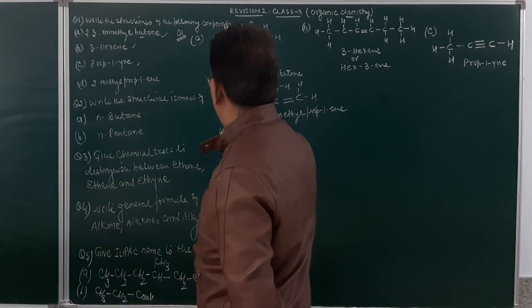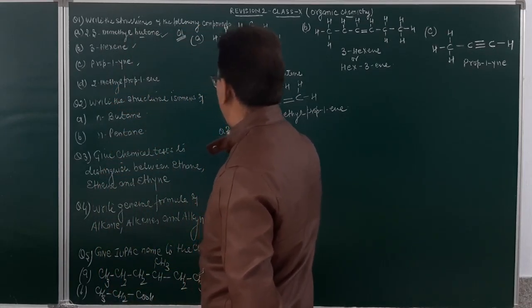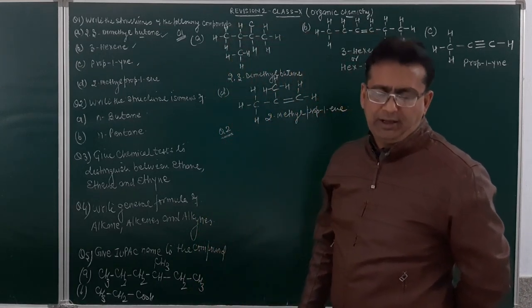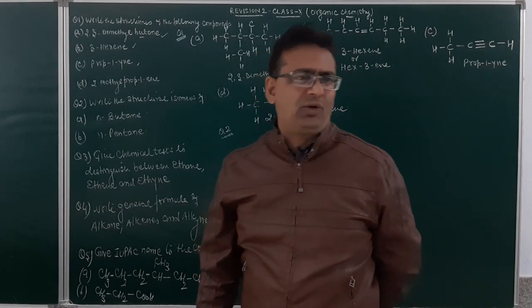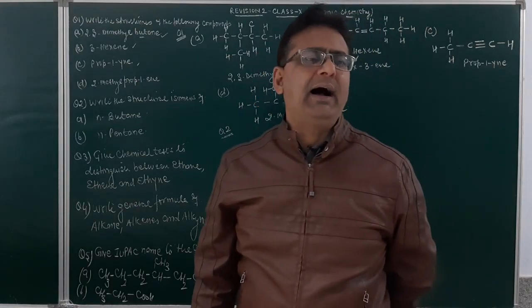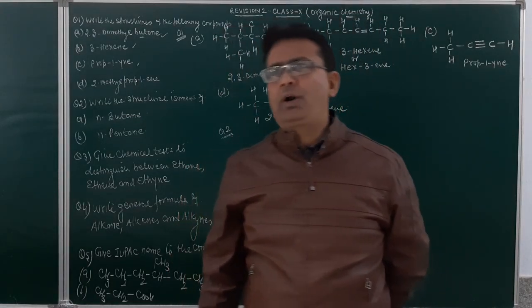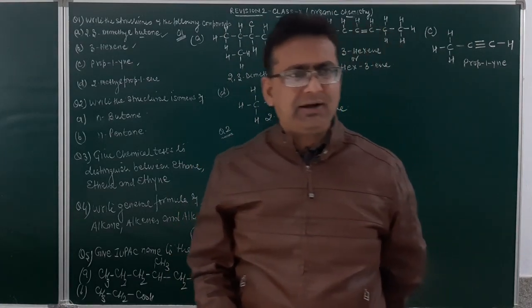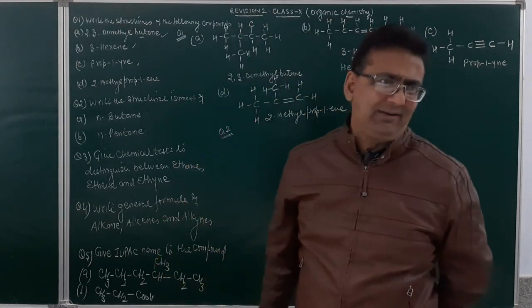Now look at question number 2 over here. Answer to question number 2: structural isomers of normal butane. Can you name the structural isomer of normal butane? It is isobutane. What are iso compounds? Those compounds in which on the second carbon atom 1 methyl group is present.